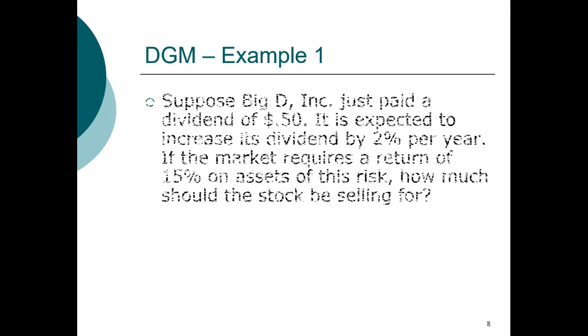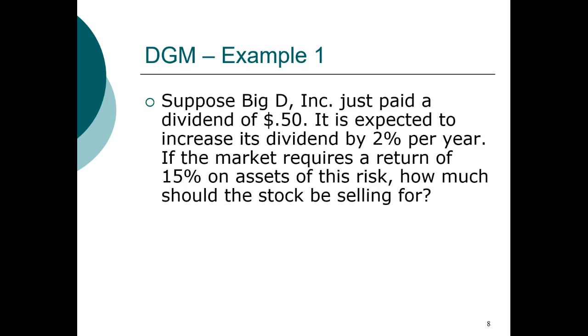Now let's take a look at a couple of examples to help us become more familiar with this model. Today we have a company called Big D. It just paid a dividend of 50 cents. To keep things simple, we're going to assume that dividends are paid on an annual basis and the growth rate occurs once per year. We can use quarterly compounding as well, it just takes more steps to compute. So to keep the focus on understanding stock valuation, we'll assume that in this special case, dividend is paid per year and growth occurs per year. We assume that dividend is going to increase by 2% per year, and the market requires a 15% return. So this is the required return, 15%, which we'll use as our discount rate. The question is, how much should the stock be selling for today?